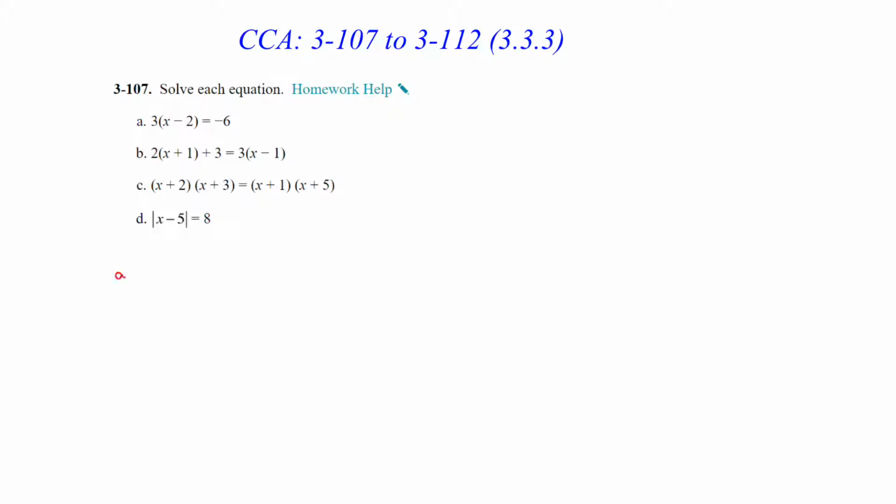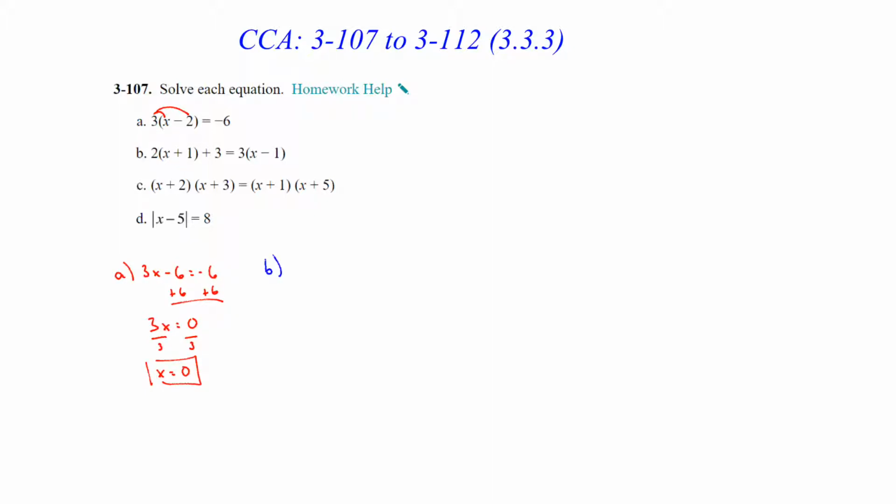So on part A, we're going to solve for x. We're going to go ahead and distribute the 3. So that gives us 3x minus 6 is equal to negative 6. Remember the 3 gets distributed to both terms there. We're going to go ahead and add the 6 to both sides, create those zeros. And that will give us 3x is equal to 0. Then we divide by 3, and x is equal to 0.